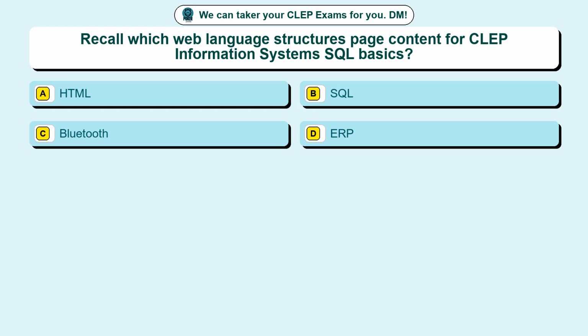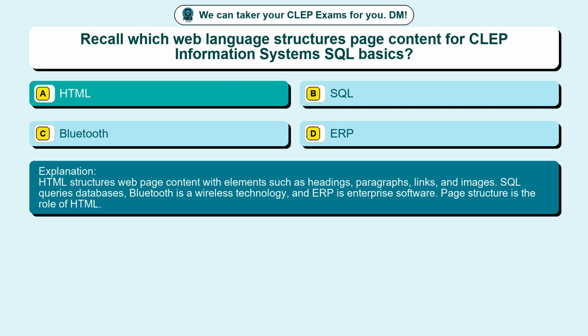Question 34. Recall which web language structures page content for CLEP Information Systems SQL Basics. Option A. HTML. Option B. SQL. Option C. Bluetooth. Option D. ERP. The correct answer is option A. HTML. HTML structures web page content with elements such as headings, paragraphs, links, and images. SQL queries databases. Bluetooth is a wireless technology and ERP is enterprise software. Page structure is the role of HTML.